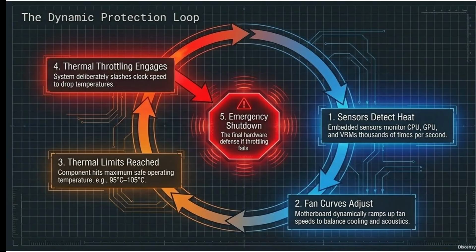But if that isn't enough, then it comes to the emergency shutdown. If the temperature of the device reaches a very high threshold, this is the final hardware defense if throttling fails. Suppose the throttling doesn't decrease the temperature.